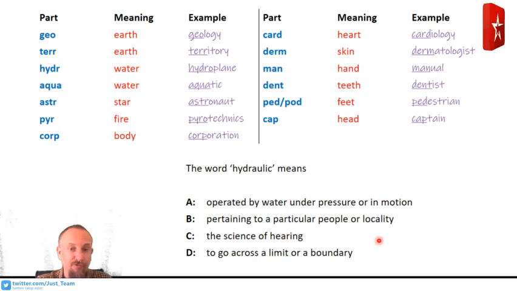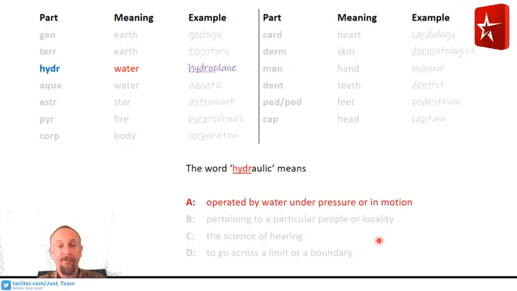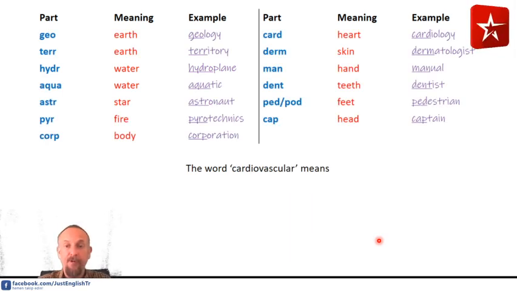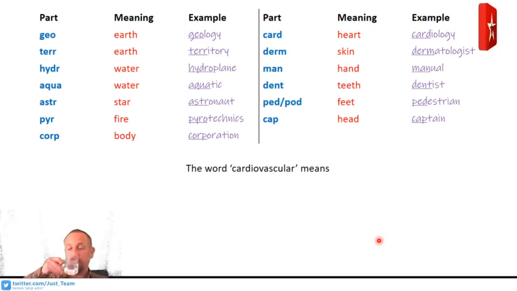Berkan straight in there with A. Just beating Jada. Tuba A. Well done. Excellent, everybody. To be operated by water under pressure or in motion. Hydraulic. Then we have cardiovascular. I'm going to have a quick swig of my water.